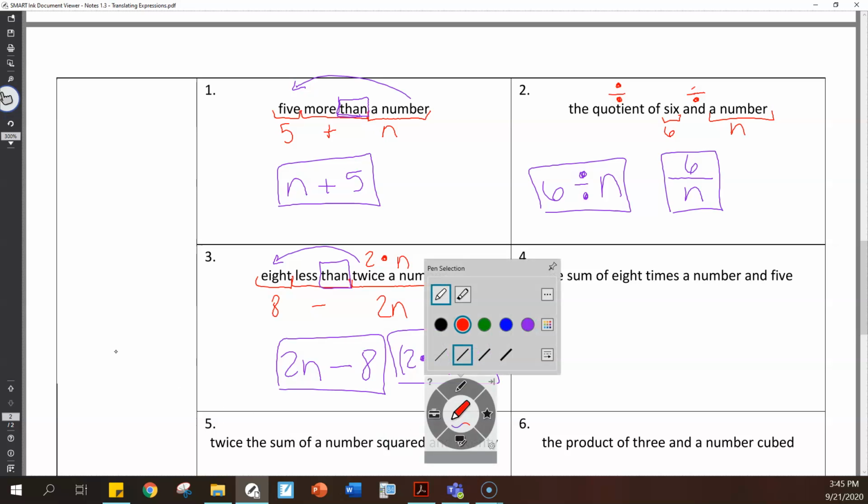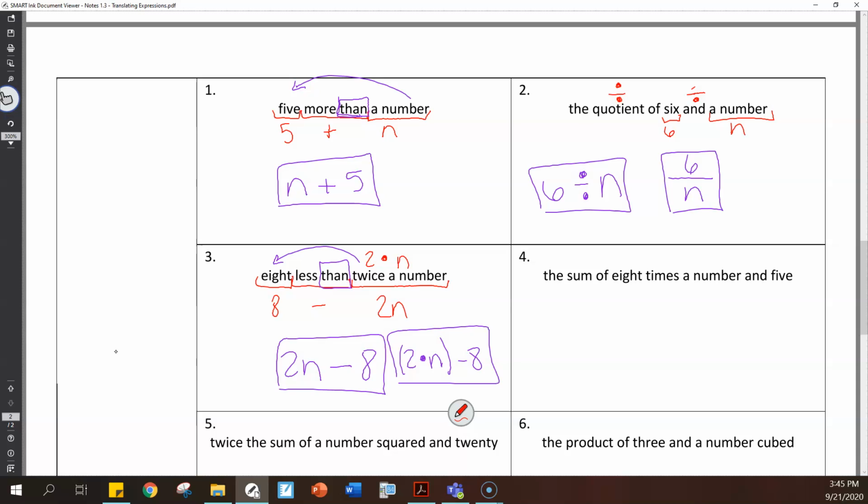Number 4, we're dealing with some more grouping words. So I've got the sum tells me to add, of this thing and this thing. The addition is going to happen where the and is. So I've got my 8 times a number. You can write that as 8 dot n, or 8 times n, or you can write it as 8n. Either one is okay.